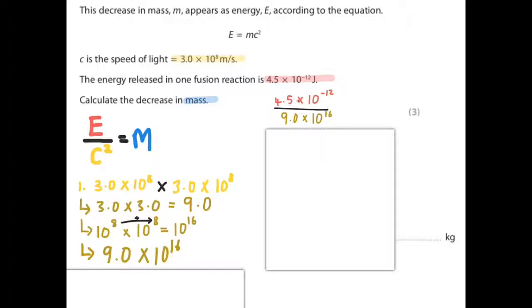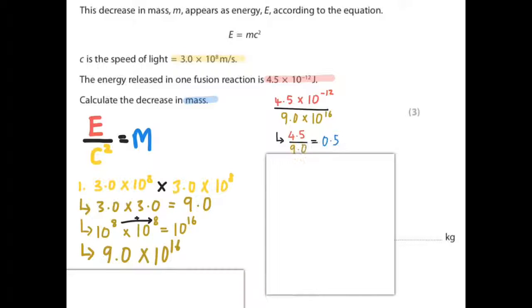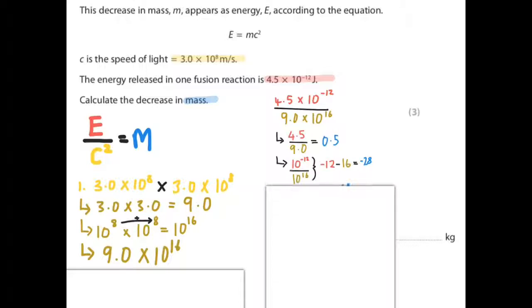Once again, deal with the numbers first, then deal with the powers, then combine your answers together. So 4.5 divided by 9 is 0.5. Next, 10 to the power of minus 12 divided by 10 to the 16. Remember, unlike multiplying, when you divide, you subtract the lower one from the upper one. So minus 12 minus 16 is minus 28. So now you combine them together: 0.5 times 10 to the minus 28.